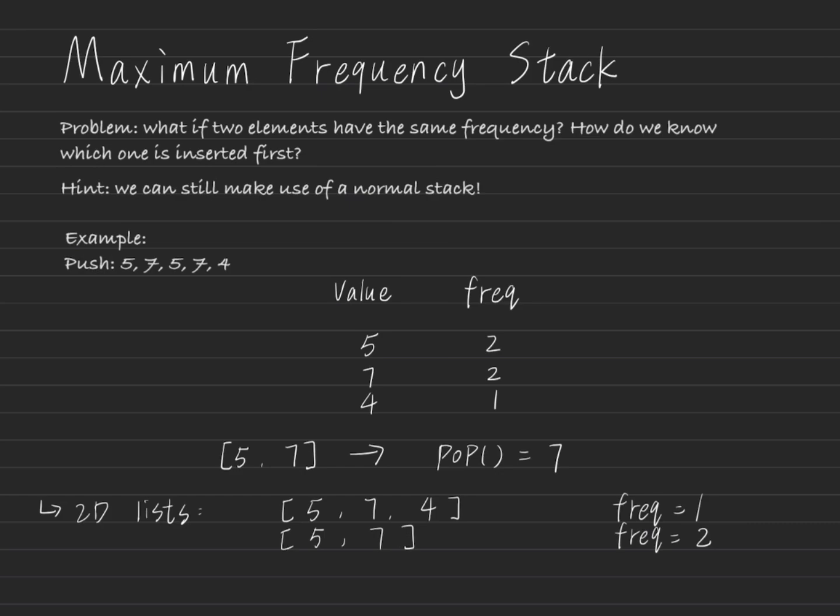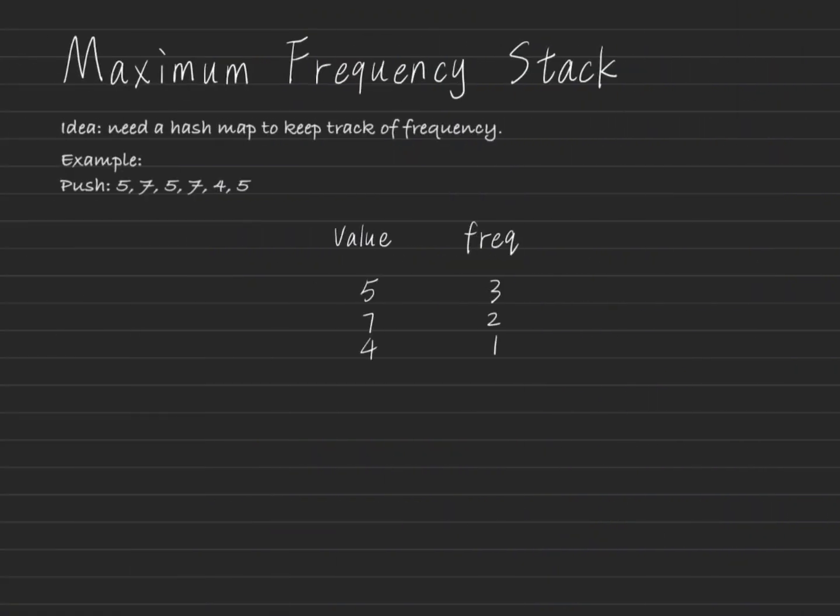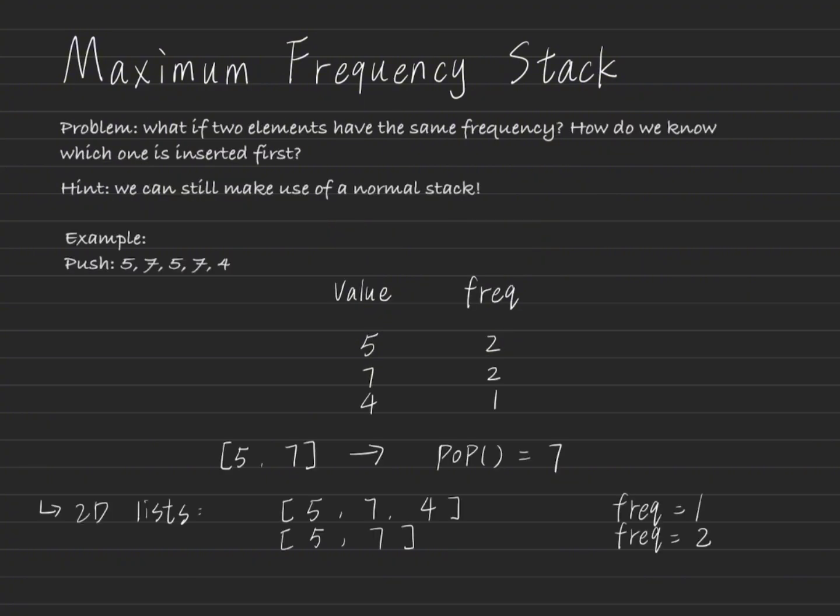The requirement is that we pop the element that is closer to the top of the stack. So how do we know which one is inserted first? With the dictionary, we only know the element and its corresponding frequency. So we need to obtain the order information from something else, perhaps another data structure.